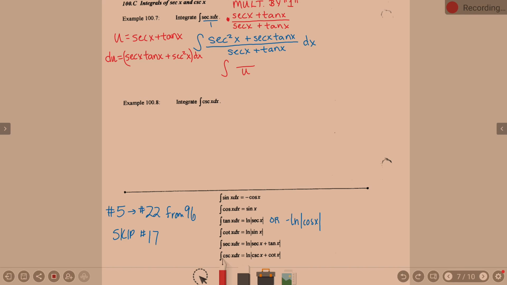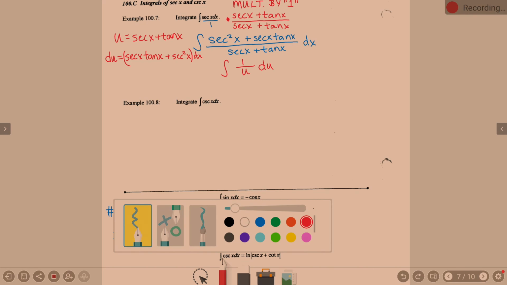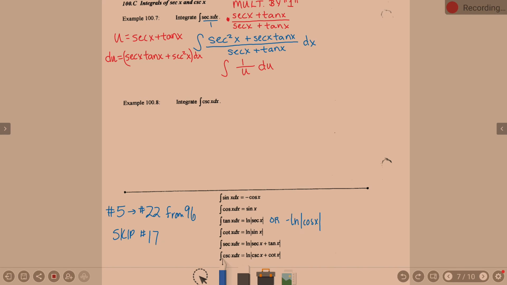Well, that's everything else. So we are, like we've done several times today, just integrating 1 over u du. And what is the integral of 1 over u du? Natural log of u. And what's u? Secant x plus tan x. Natural log of secant x plus tan x, and then, of course, plus c. U substitution.